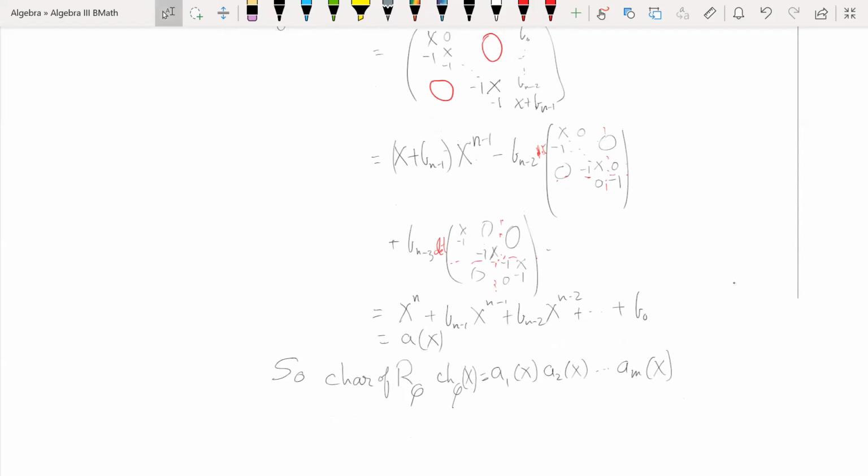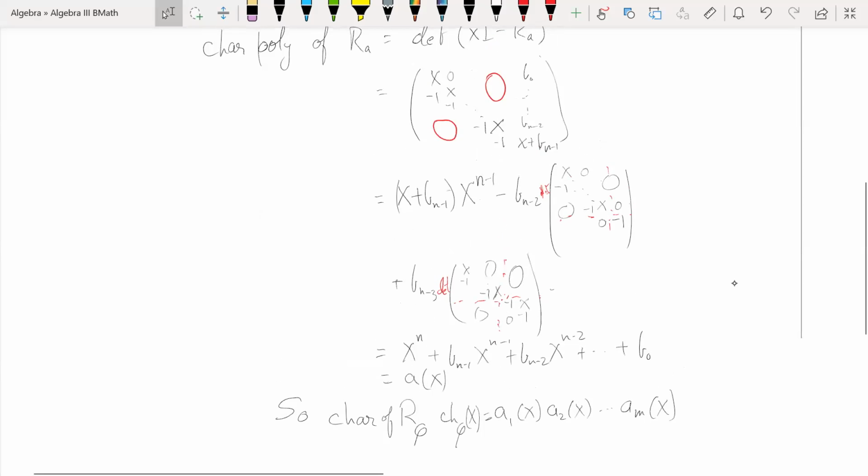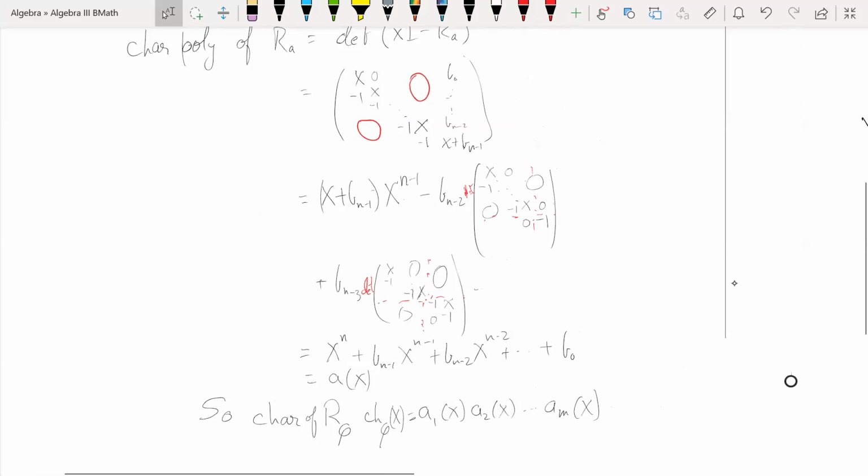So if you evaluate this, you expand it out. You get x^n, b_(n-1) x^(n-1), plus b_(n-2) x^(n-2), b_(n-3) x^(n-3), and so on. Eventually, you'll get b_0. Everything will become plus. Somehow the plus and minus signs are alternating, but they get cancelled by the number of minus ones you get in this small block. So you'll get all plus, which is the same as a(x).